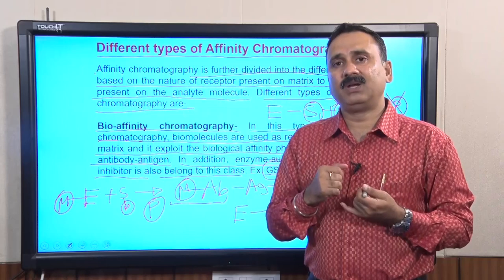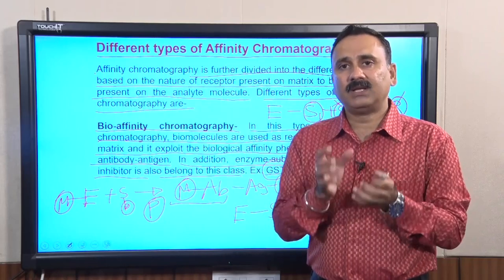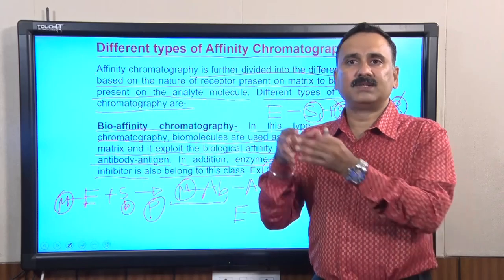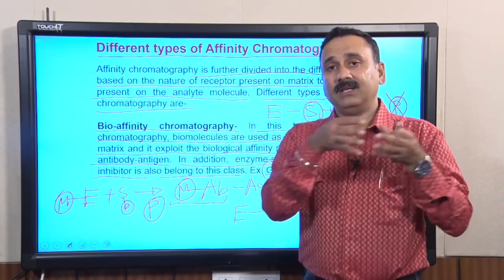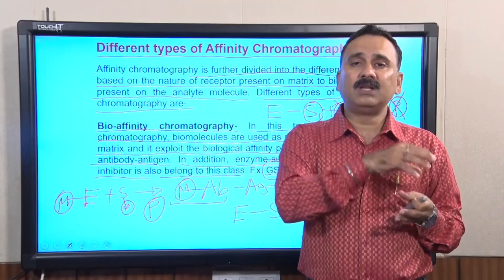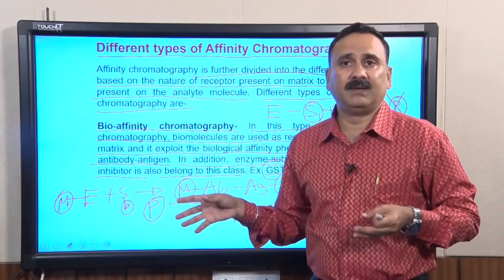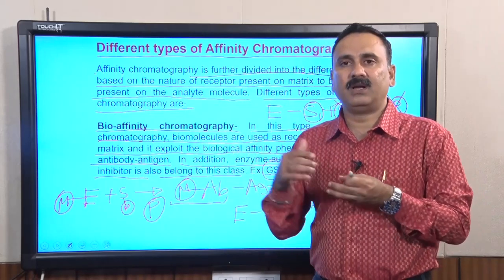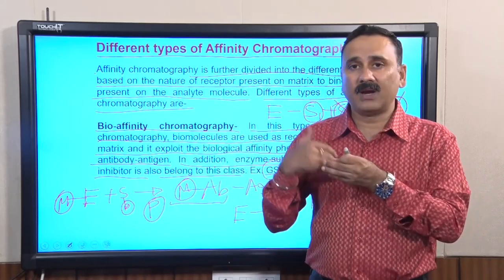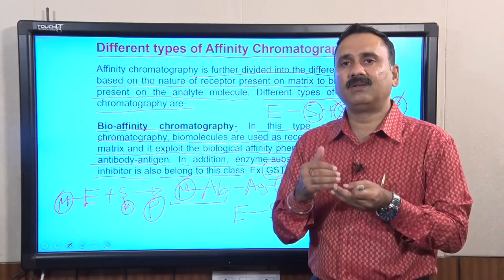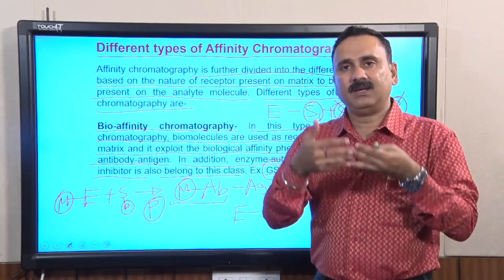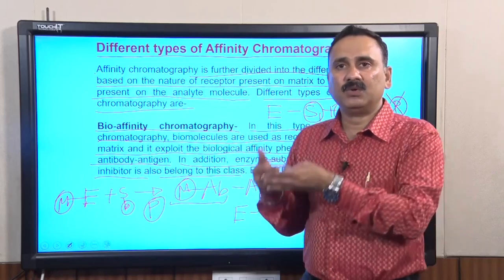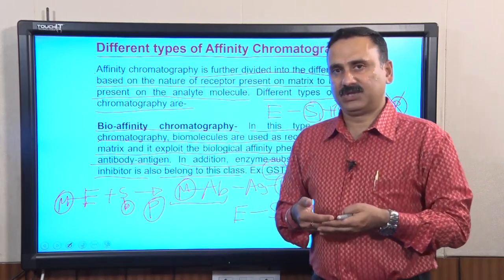For this particular type of reaction, glutathione S transferase requires glutathione as well as the other substrates to which it is going to transfer the glutathione. But in this particular combination, we are not providing the second substrate, and that's why the glutathione and GST interaction is going to be stable enough to give you the purification.